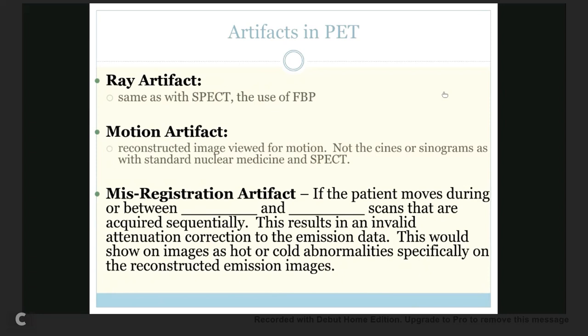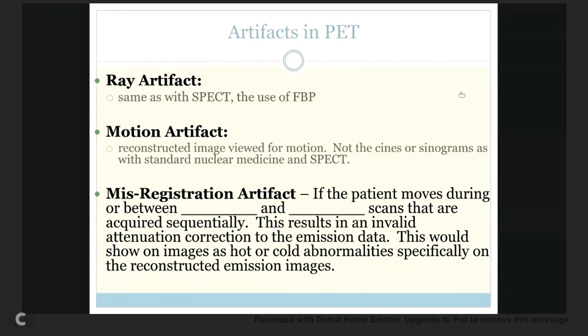Now you have the motion artifact. The reconstructed image is viewed for motion, not the sinograms or cine as with standard nuclear medicine or SPECT. Okay, it's going to be different. Then you have your misregistration artifact. If the patient moves during or between what and what scans that are acquired sequentially? Transmission and emission. Hallelujah. Exactly.